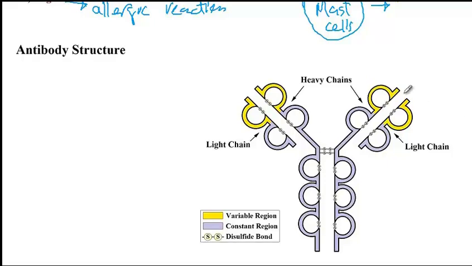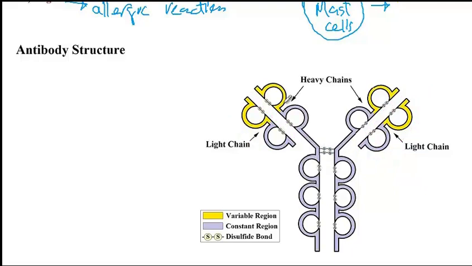Alright, so here I have a structure of antibody shown for you. And as you can see, an antibody has a Y shape. Now there are 4 chains that you can see in this image. 2 short ones, and these are called light chains, and then 2 long ones that are called heavy chains. And heavy chains are being held together by disulfide bonds.